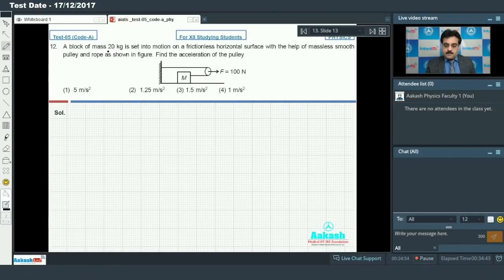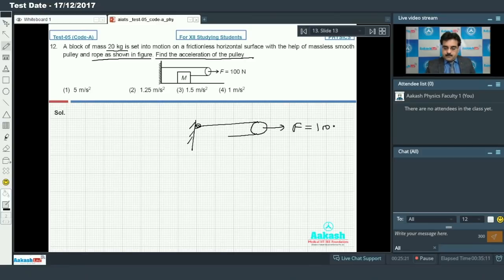A block of mass 20 kg is set into motion on a frictionless horizontal surface with the help of a massless smooth pulley and rope as shown in the figure. Find the acceleration of the pulley. So if I go for the FBD of this, because this is the fixed point, we can observe the force is 100 Newton, जो क्वेश्चन में दिया है, and this force will be F by 2, and this is also F by 2 by this diagram.